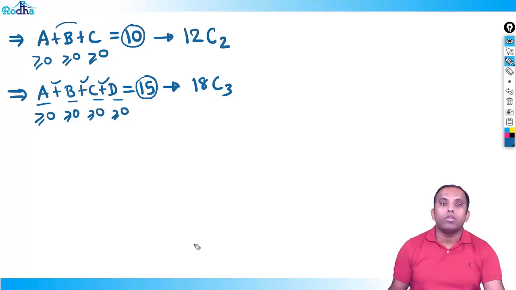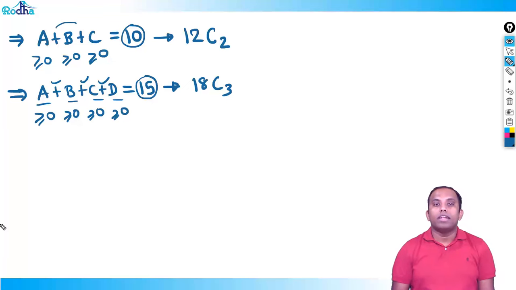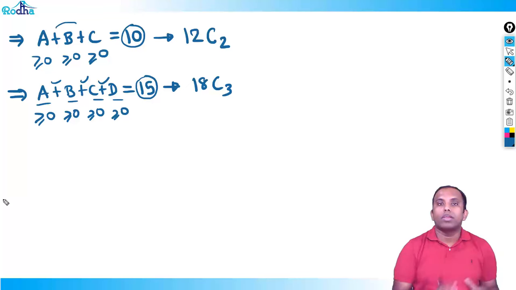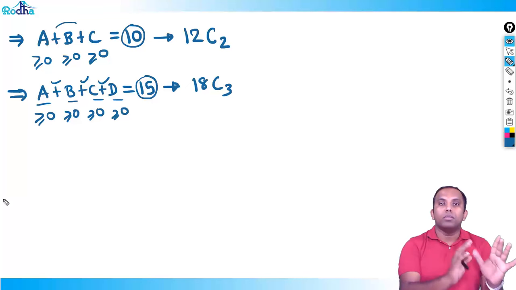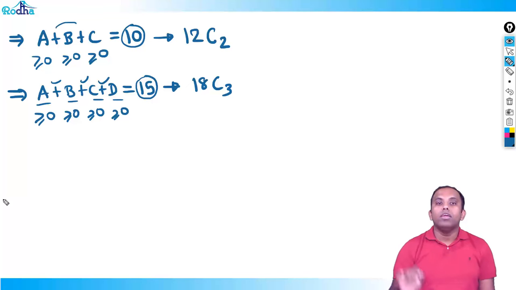So a very important concept we have discussed here, this 18C3. If similar things are given to different ones, what is the distribution pattern? Similar chocolates to different people, or similar chocolates to different boxes, or similar balls to different boxes, or similar balls to different bags, right? All these cases we can use this concept here.